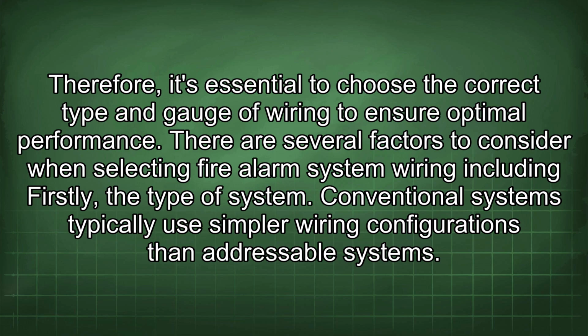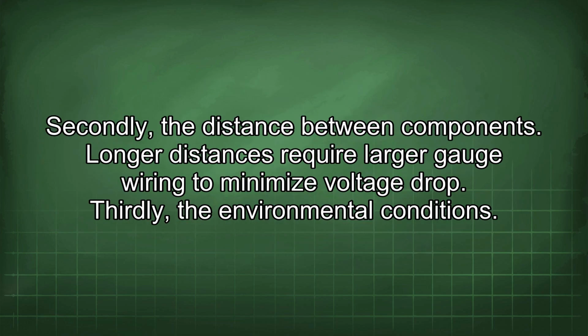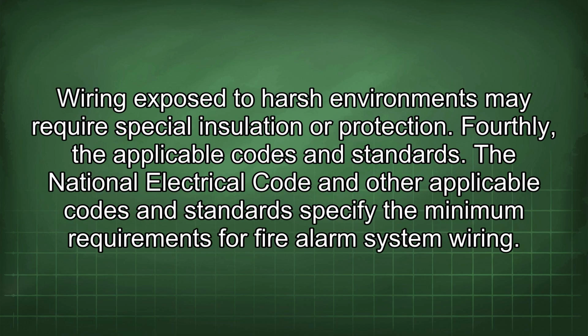Conventional systems typically use simpler wiring configurations than addressable systems. Secondly, the distance between components. Longer distances require larger gauge wiring to minimize voltage drop. Thirdly, the environmental conditions. Wiring exposed to harsh environments may require special insulation or protection. Fourthly, the applicable codes and standards. The National Electrical Code and other applicable codes and standards specify the minimum requirements for fire alarm system wiring.